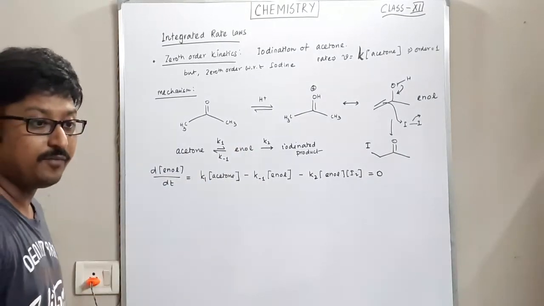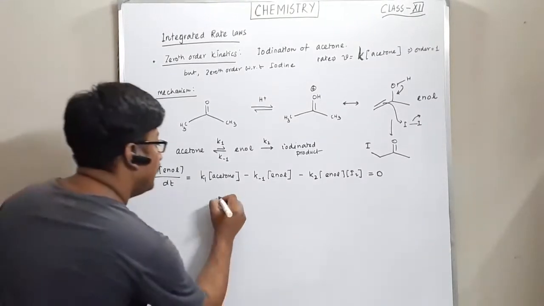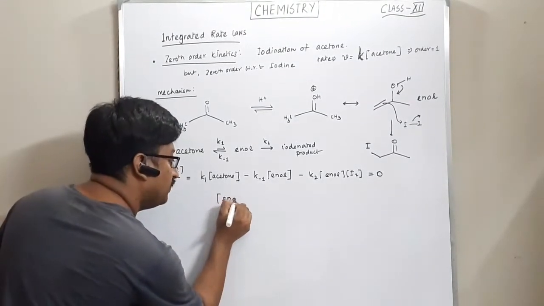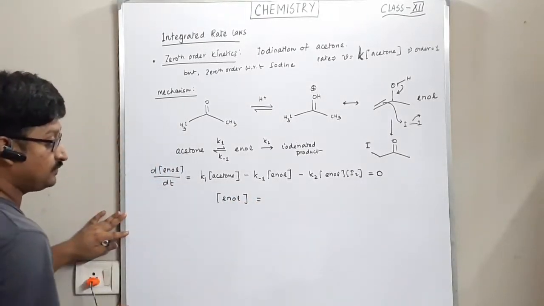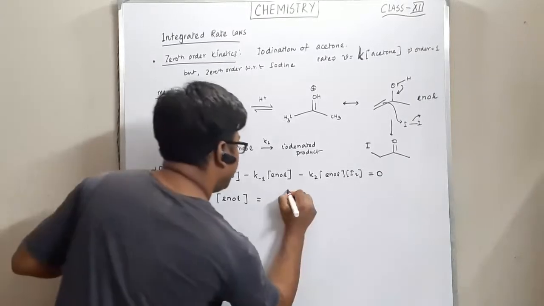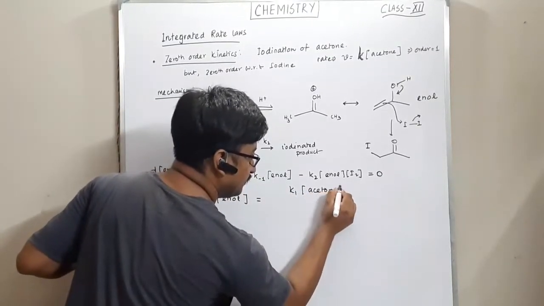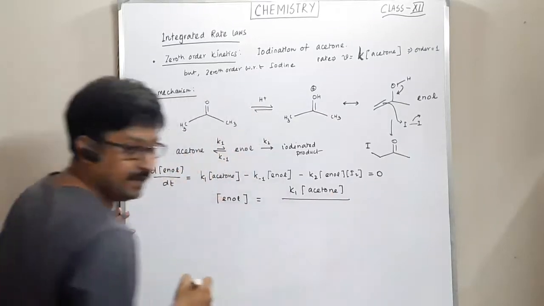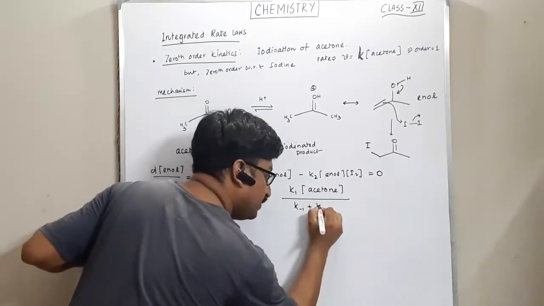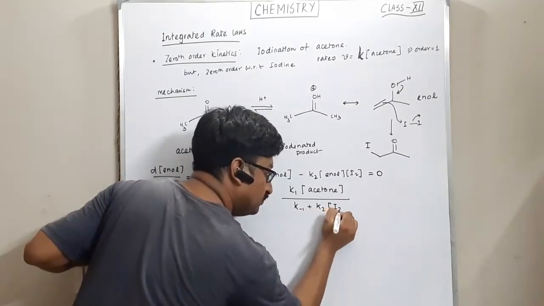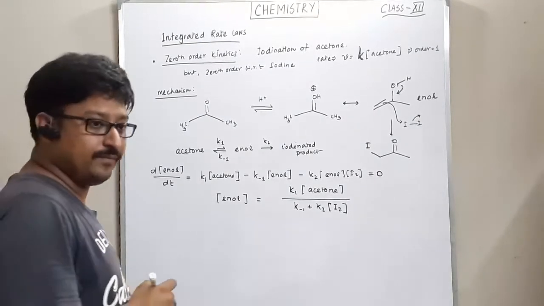So what can we write from here? We can modify this and write that the concentration of the enol is basically equal to K1 times acetone, divided by K minus 1 plus K2 into I2. Correct? So this is the concentration, okay.